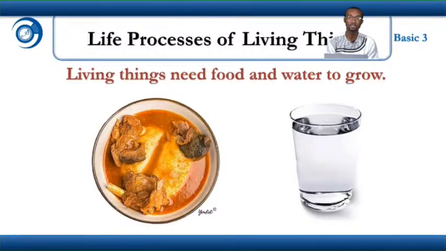This means that we eat in the morning, as we call it breakfast. We eat in the afternoon, as we call it lunch. And we eat in the evening, as we call it supper. Because as part of the life process of living things, we need food and water to grow. So human beings also need food and water to grow because we are part of living things.